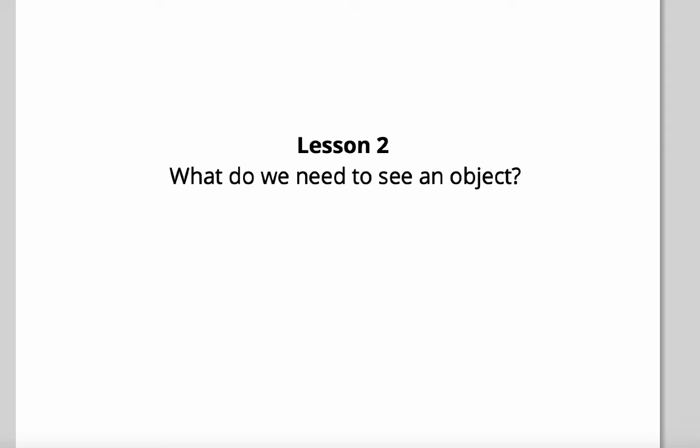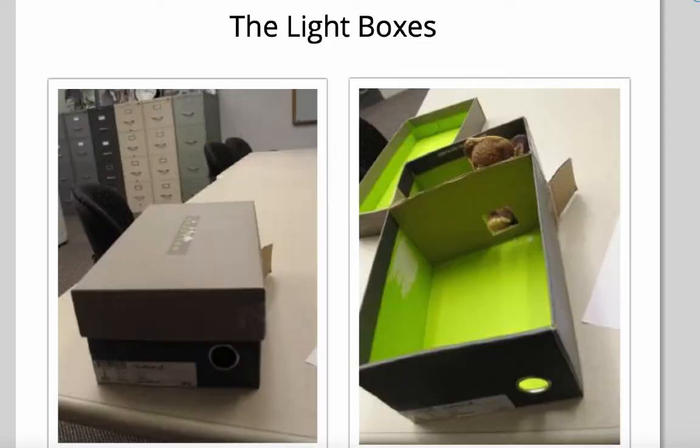In lesson 2, what do we need to see an object? We develop this idea of what the main components are that you need in order to see anything. It starts off with these light boxes. They're basically shoe boxes with holes in them so that you can see through the opening down here, and you start off with this little flap that's over here. You start off with that closed, so when they look through the hole, they can't see anything because there's no light coming in, which is part of what you're trying to get them to see.